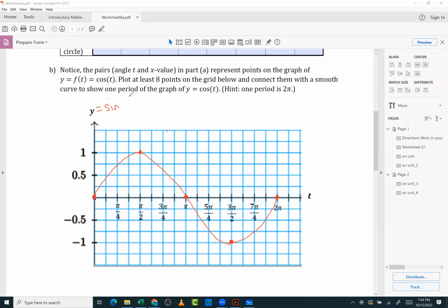And they're using t, I'll use t, sine of t. Does all this make sense so far?